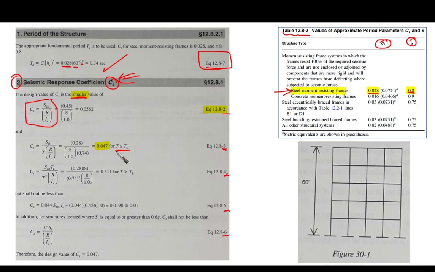So let's substitute in this one. We have SDS, this 0.45 given to us. R, the response modification factor, is 8, and I is 1. Then we obtain 0.05. For the other limit, our T is 0.74 and our TL is 8. So this is going to be the one that is working, not the other, because that equation is for T larger than TL, but our T is less. But anyway, we calculate it for information.